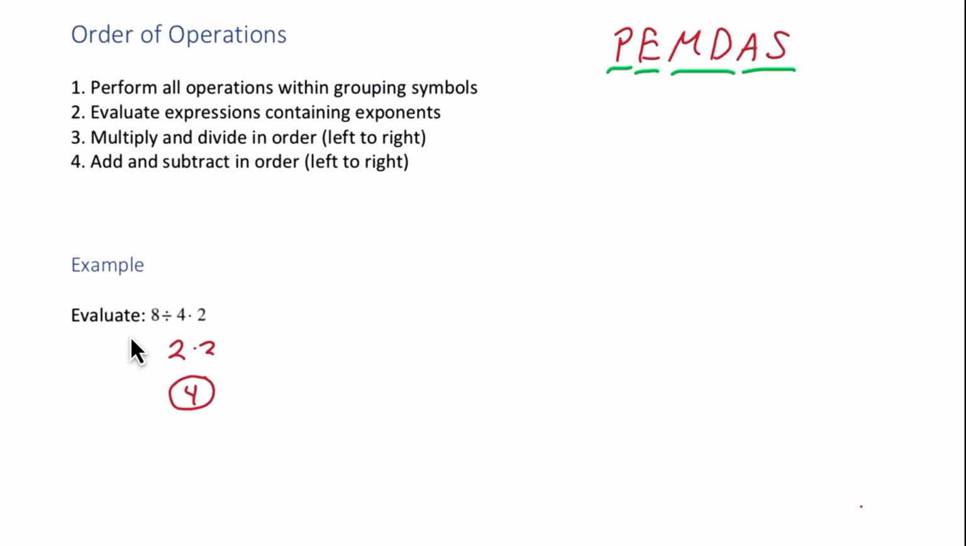If you used PEMDAS the incorrect way, let's see what we get. Again, this would be the incorrect way to do it. If you read this as multiply first, we would get 8 divided by 4 times 2 is 8, and then divide, 8 divided by 8 is 1. But that's wrong. We do not want to do that.